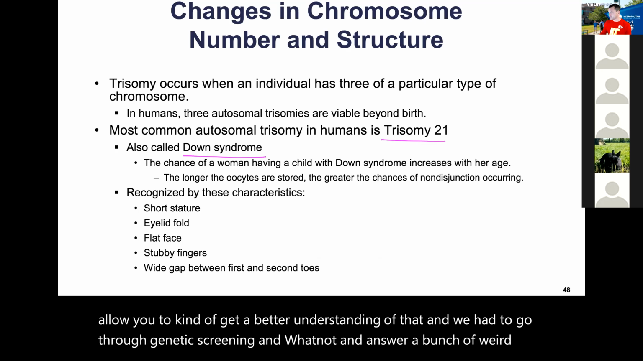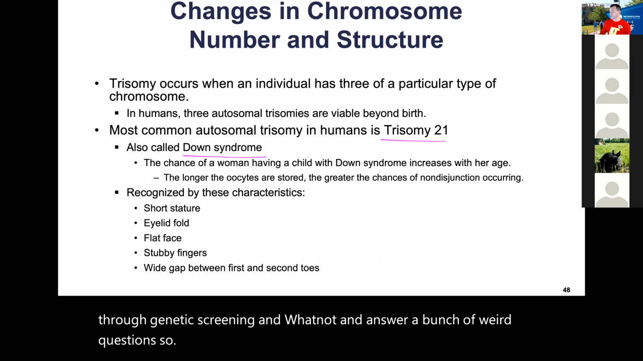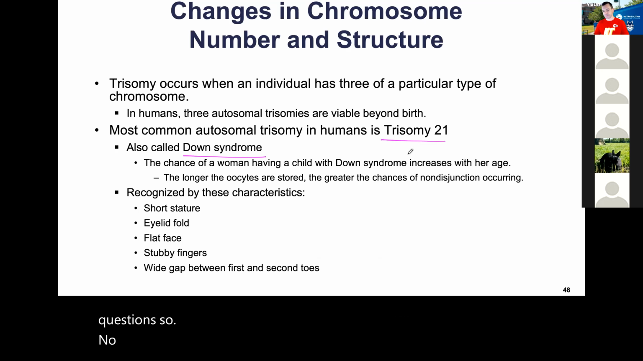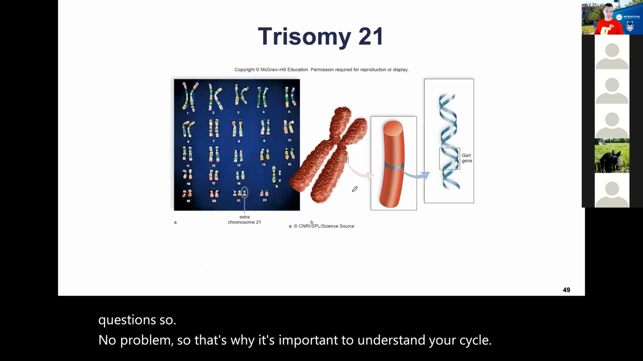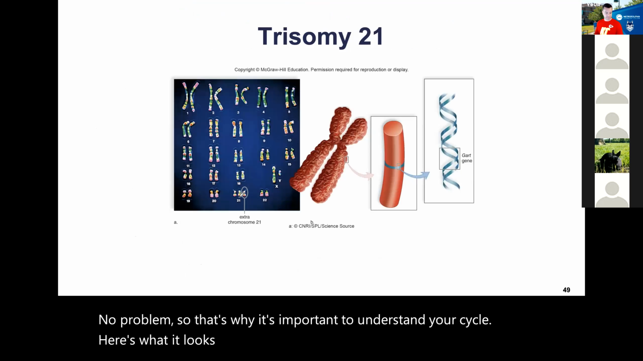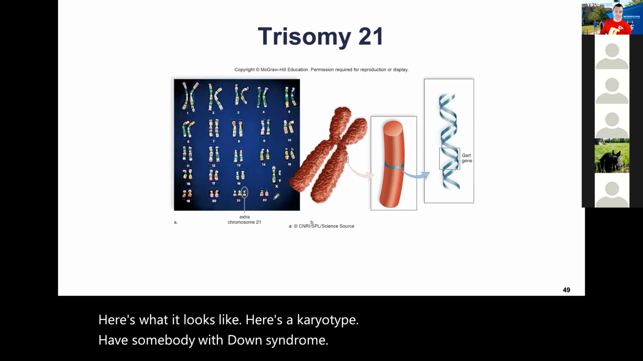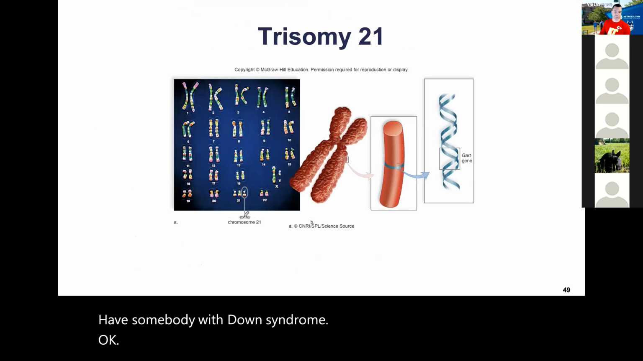No problem. That's why it's important to understand your cycle. Here's what it looks like. Here's a karyotype of somebody with Down syndrome. And that's what it looks like.